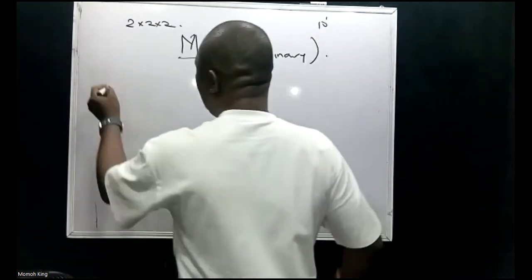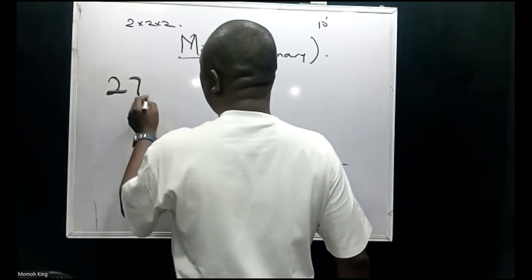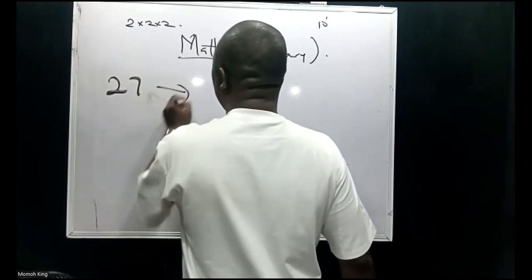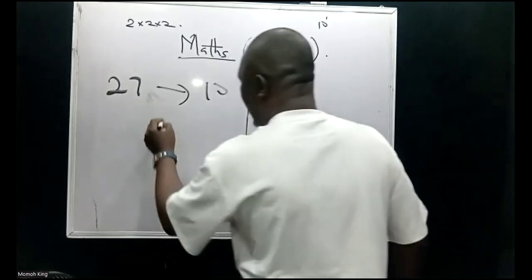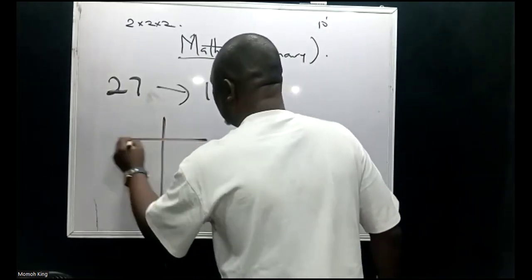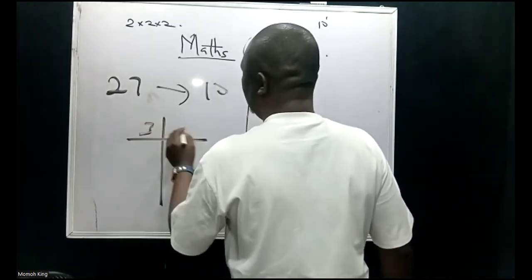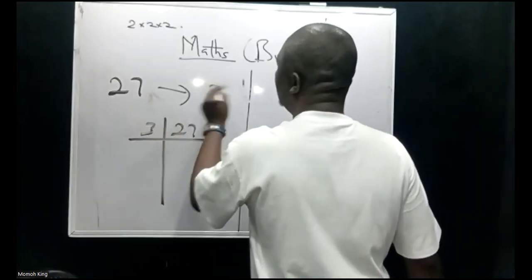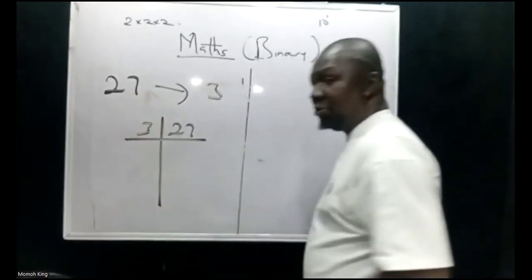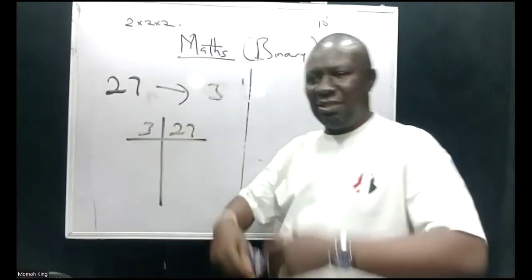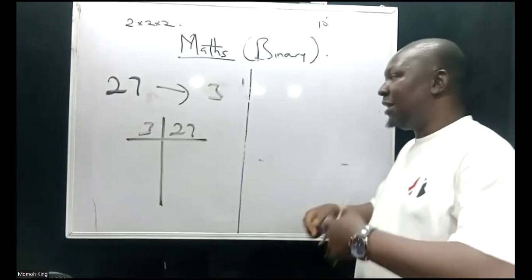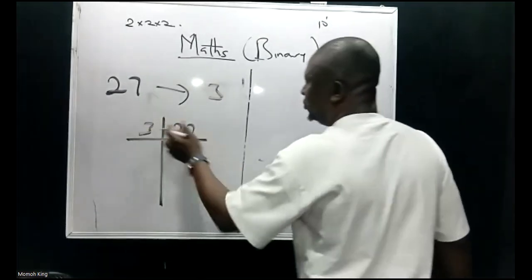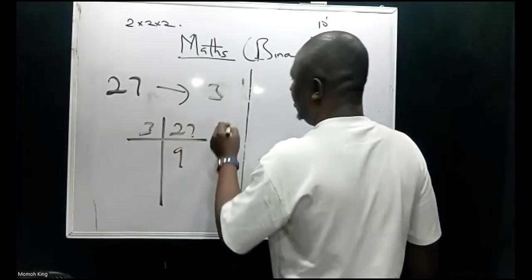Now, 27, convert to base 3. We're going to do our tabular. This 27 is in base 10. Most times we don't write base 10, but we know that they are our natural numbers. Those are numbers that we are used to. You divide. 3 in 27 is what? It's 9. What is the remainder? It's 0.